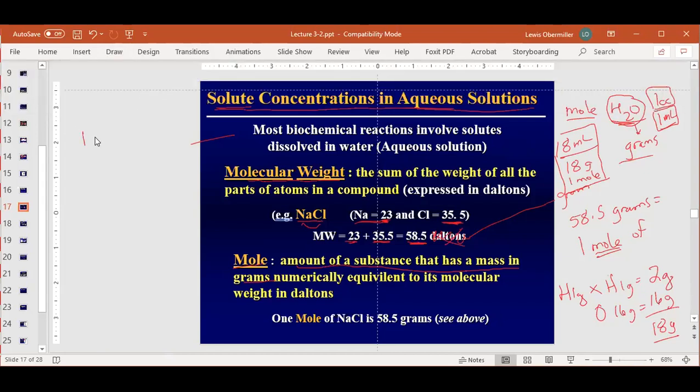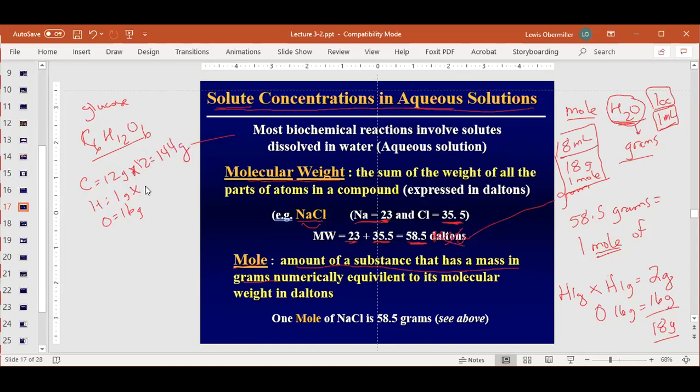So let's do C6H12O6. I'll give you that carbon is 12, hydrogen is 1, oxygen is 16. So remember, these are grams. We just convert it to grams. So how many carbons do we have? This is glucose, by the way. 6. So we multiply this by 12 and we get 72 grams.